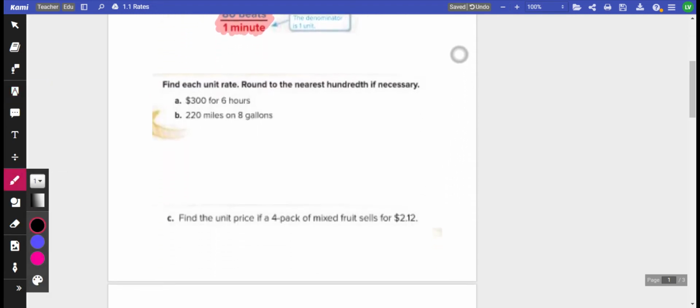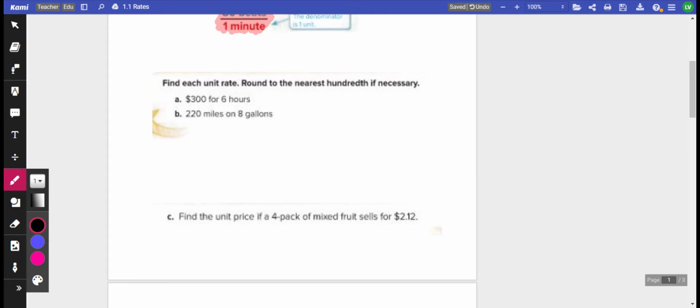Let's practice this idea. Find each unit rate, round to the nearest hundredth if necessary. So letter A is $300 for 6 hours. So I just took my information and I wrote it as a ratio. This time I'm going to rewrite it so it only has my numerical values. 300 divided by 6.